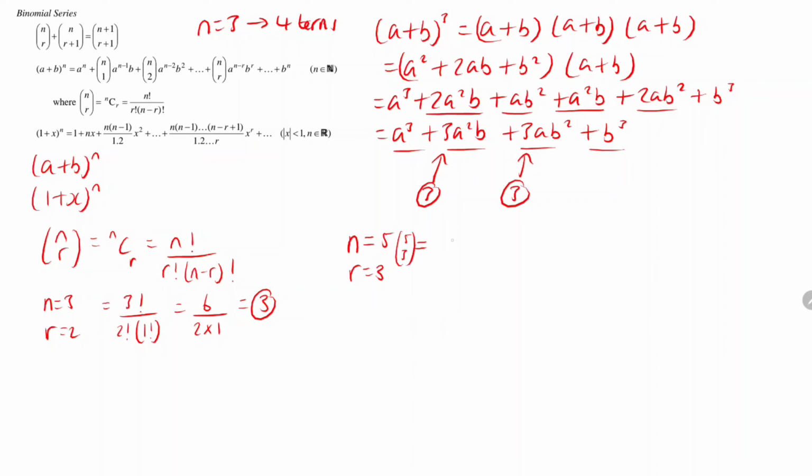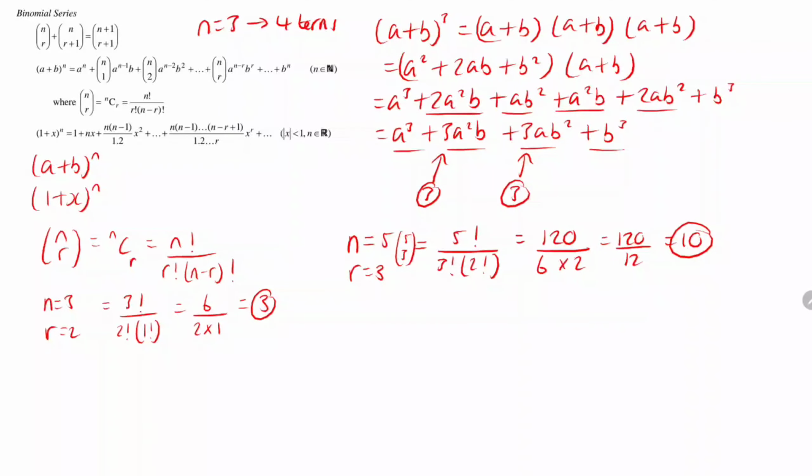I would do 5 choose 3, which would give me 5 factorial over 3 factorial times (5 minus 3) factorial, which is 2 factorial. 5 times 4 times 3 times 2 times 1 gives us 120. 3 times 2 times 1 is 6, and 2 factorial is 2, which should give us 120 over 12, which gives us a coefficient of 10. So there'll be 10 ways of making that third term if I was to raise these brackets to the power of 5.